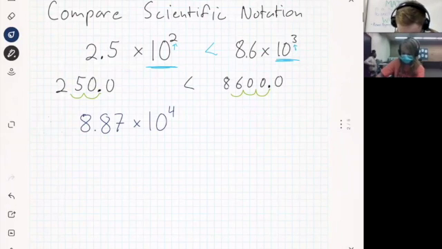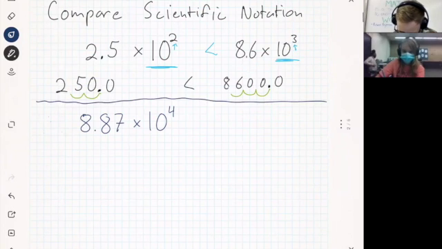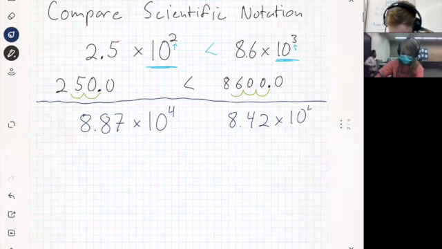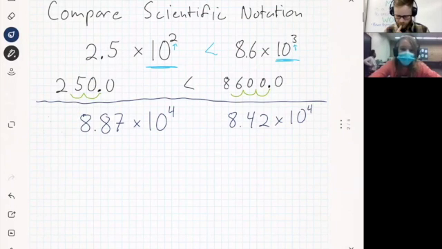And then we've got, I'm going to make a line here to make it clear. So we've got 8.87 times 10 to the fourth. And then we've got 8.42 times 10 to the fourth. What do you think is bigger there? How might we determine it? I think the one on the left is going to be greater. Why do you think so? Because if you look at all of the numbers in the problem and you compare the 8 and the 4, 8 is going to be greater.